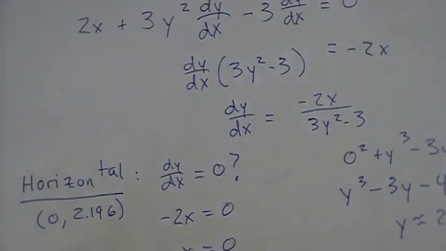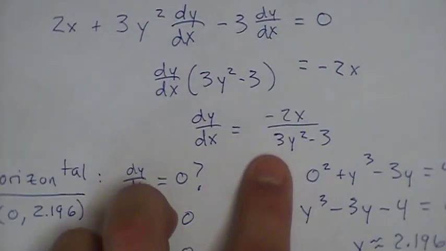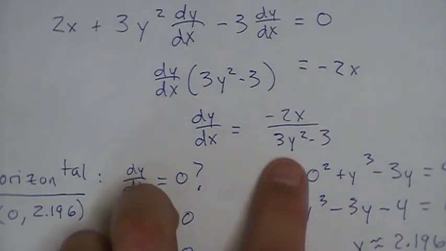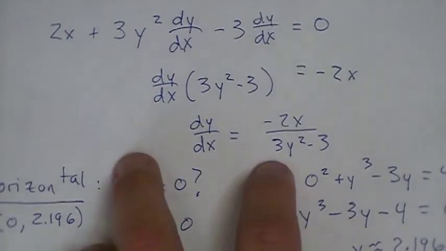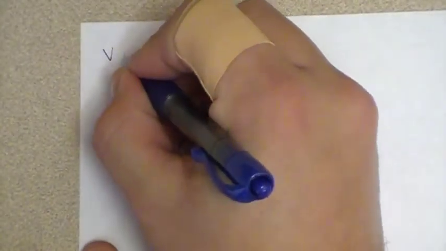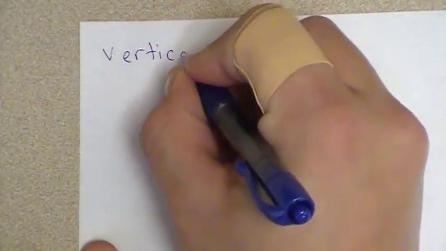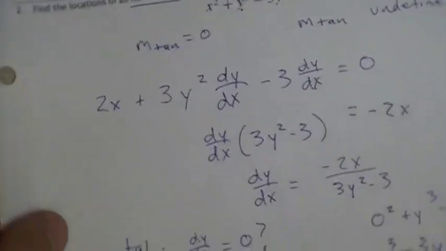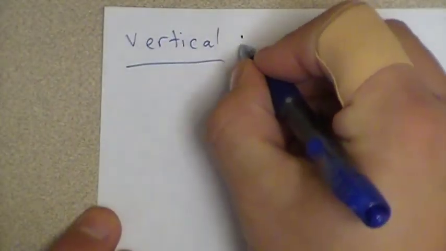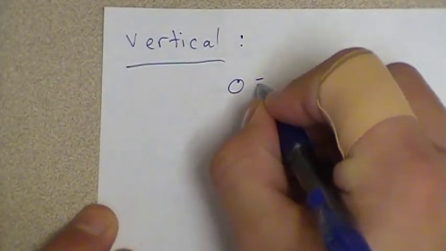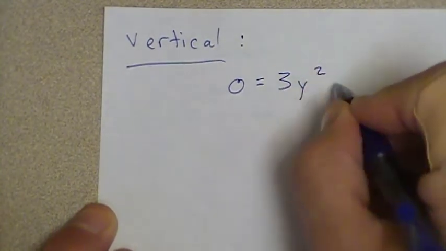The vertical part of this problem is going to be a little bit trickier to do. We're going to have to take our derivative still, and we're going to have to figure out where it's undefined. So this fraction's undefined when the bottom is 0. So I'm going to flip over to the back of the page here, and for the vertical half, figure out when this denominator, which was 3y squared minus 3, is 0, because when that's 0, my derivative would be undefined.